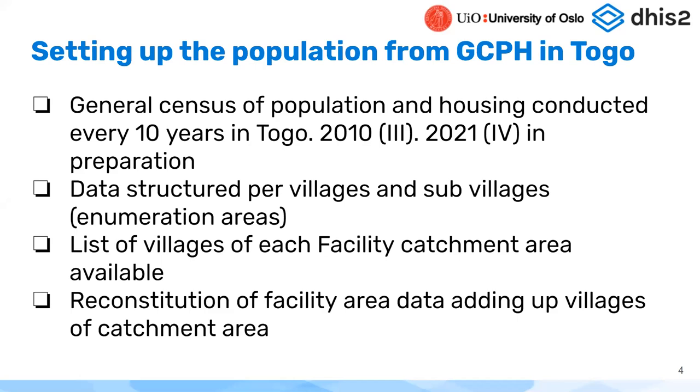So we do have a headcount per villages and sub villages, but we also have headcount for each age group, and then we have that per sex, so that we can have the proportion, for example, of adolescent girls. We can have the population of children under one, or children under five, and all those populations are estimated per age group and per sex in the GCPH data.